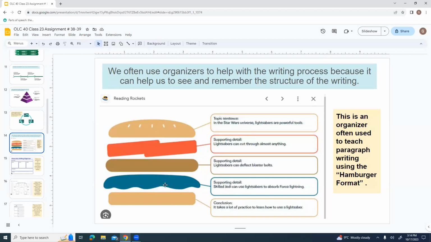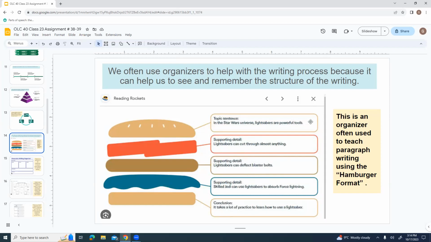Okay, so we've used this one. This is one that's called the hamburger format for writing a paragraph. You have the topic sentence up top and the conclusion underneath. Those are the two buns that hold the paragraph together. And here you have the different supporting details.